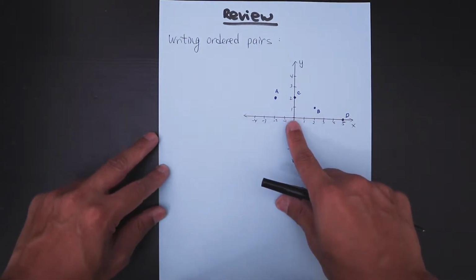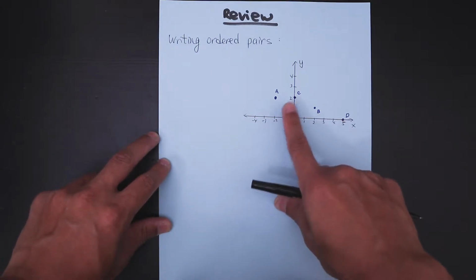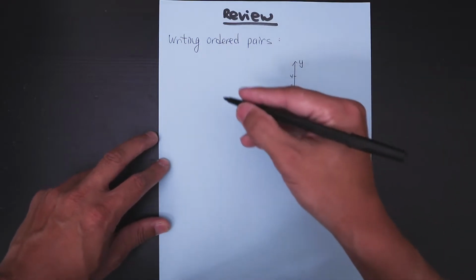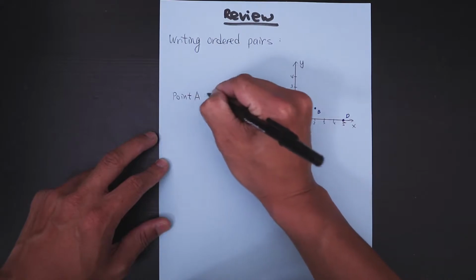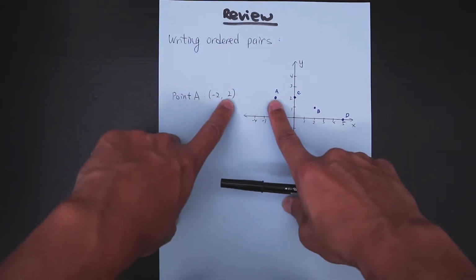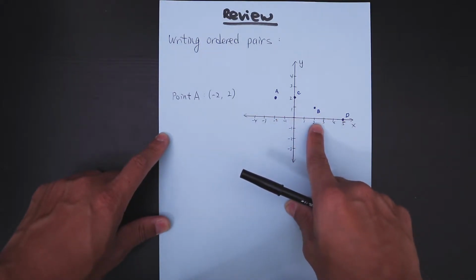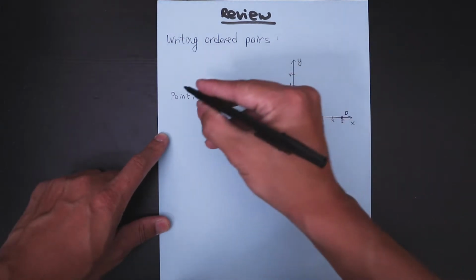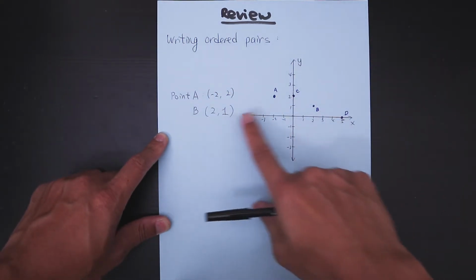Like, for example, point A, if you take a look at point A, the x value is at -2, the y value is at 2. So we're going to say point A will be at -2, 2 because of -2 and 2 here. Likewise, for point B, the x value is 2, the y value is 1. So for point B, it's going to be 2, 1 like this.